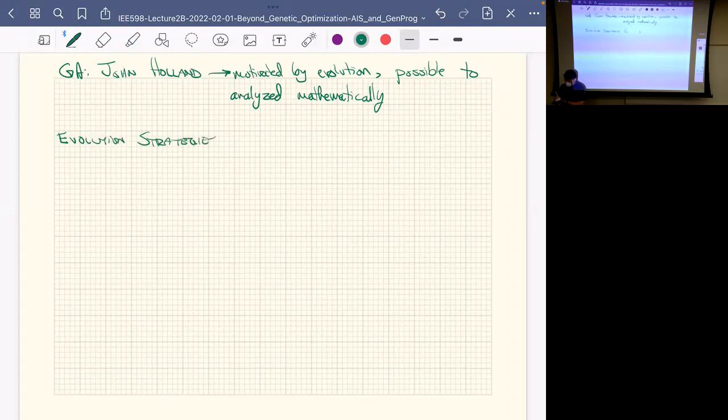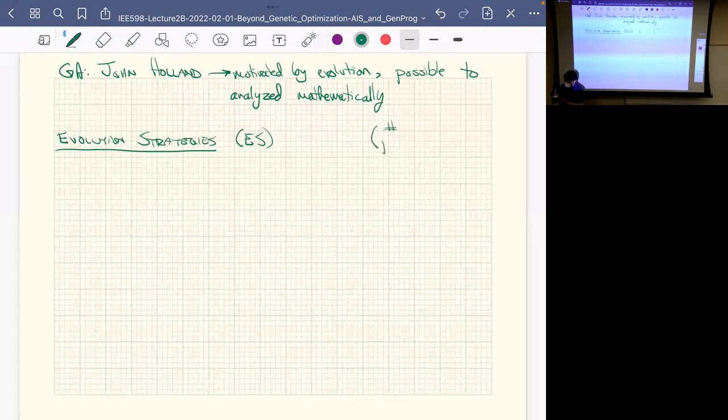Or the ES. And so evolution strategies are... Holland was an American, evolution strategies were a German work, and you often see them characterized with 2 numbers in parentheses, number of parents and number of offspring.